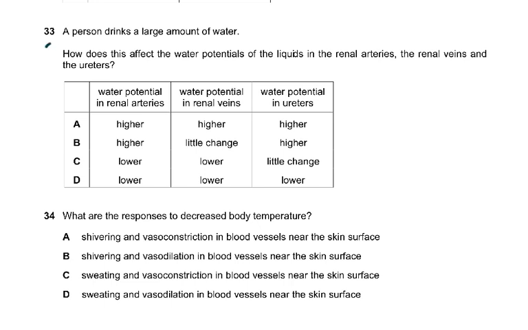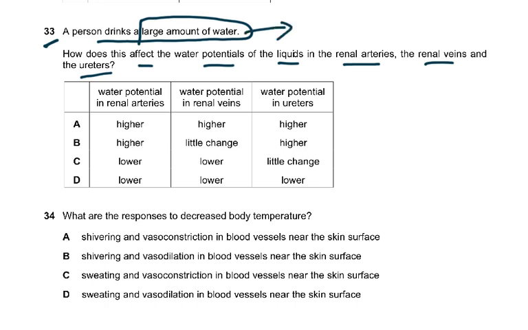Question 33, another difficult question. A person drinks a large amount of water. How does this affect the water potentials of the liquids in the renal arteries, the renal vein, and the ureters? Now, what we have to understand is, where does this water go? The water is absorbed in the intestine, it enters the blood. So, all over the body, there is more. So, more in the aorta, more in the arteries. So, water potential in the renal arteries would increase. Why? Because there will be more blood.